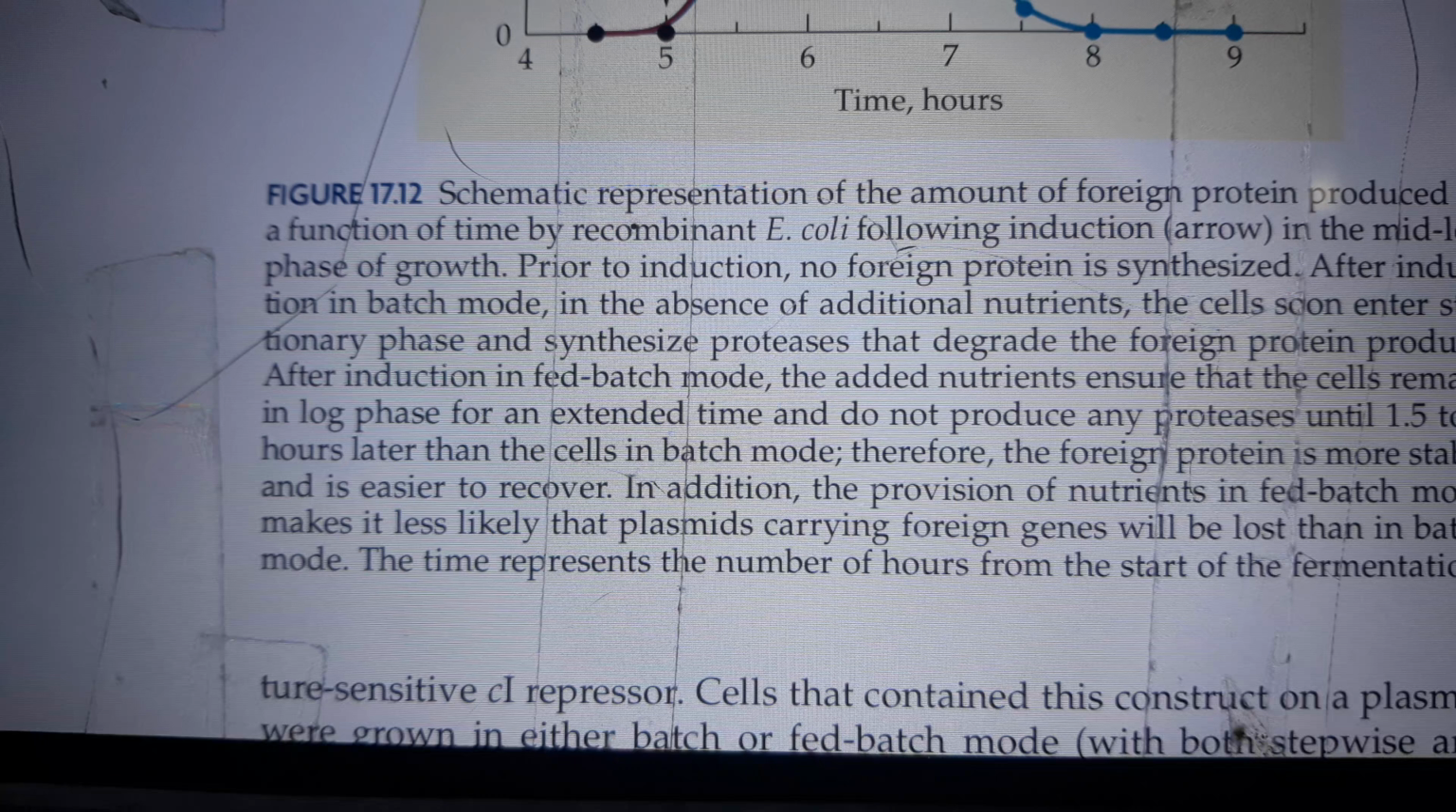This is a schematic representation of the amount of foreign protein produced as a function of time by recombinant E. coli following induction. In the mid-log phase of growth, prior to induction, no foreign protein is synthesized. After induction in batch mode, in the absence of additional nutrient, the cells soon enter stationary phase and synthesize proteases that degrade the foreign protein product. Take a screenshot of this, and it should help you.